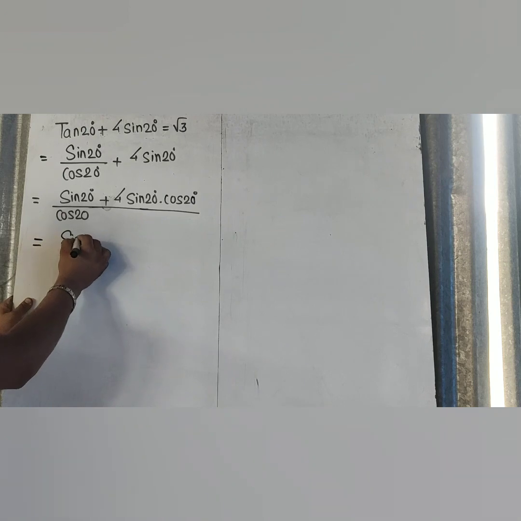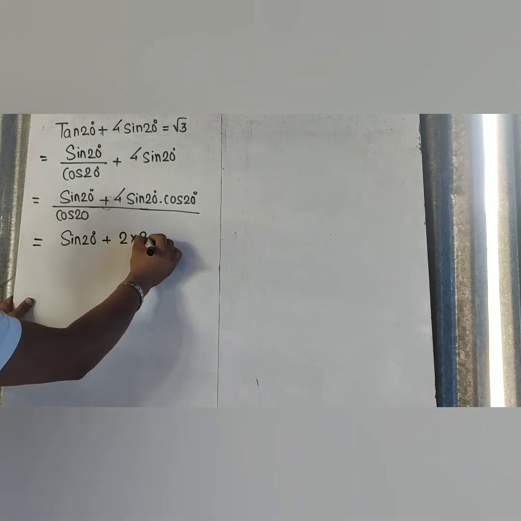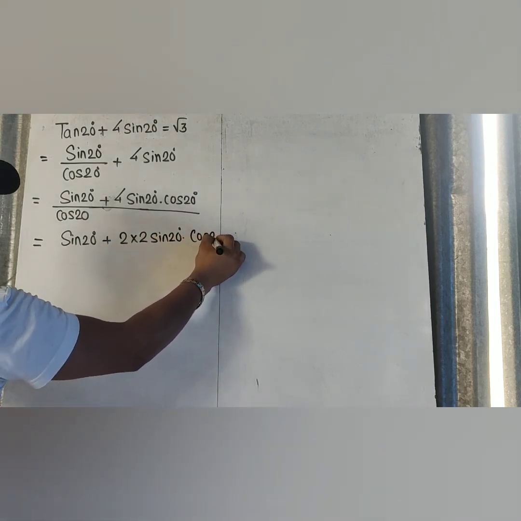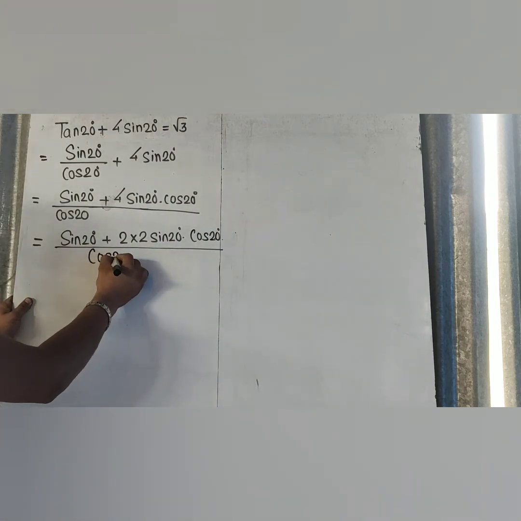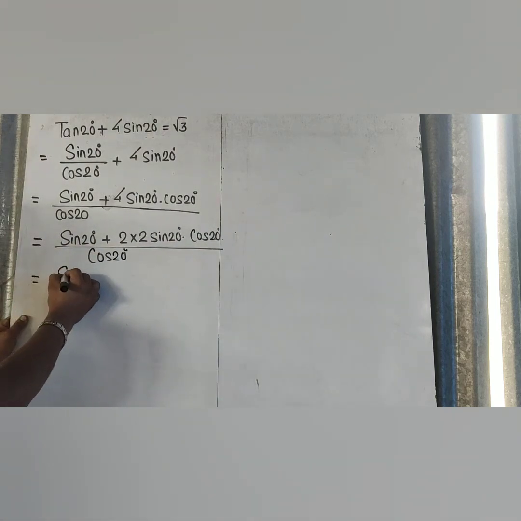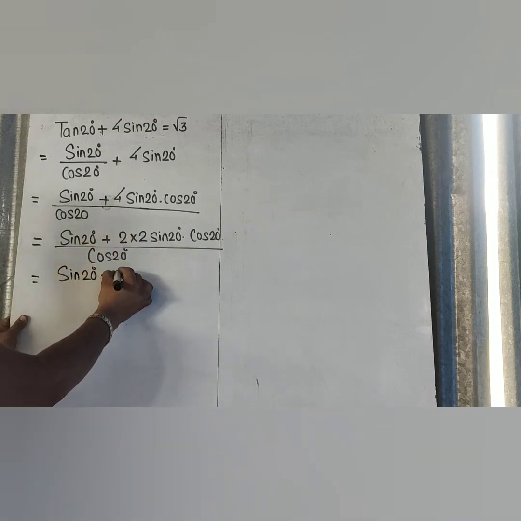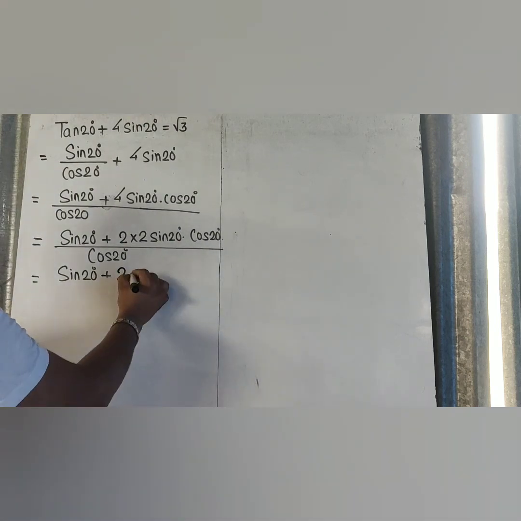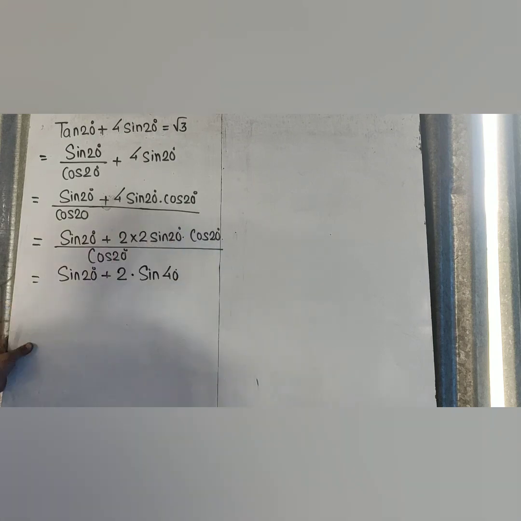Now we have sin 20 here. Now in place of this 4, you can write here 2 into 2 sin 20 cos 20 divided by cos 20. Now we have 2 sin 20 cos 20 is in the form of 2 sin a cos a, that is sin 2a. So you will have here sin 40 degree here. 2a is sin 40.